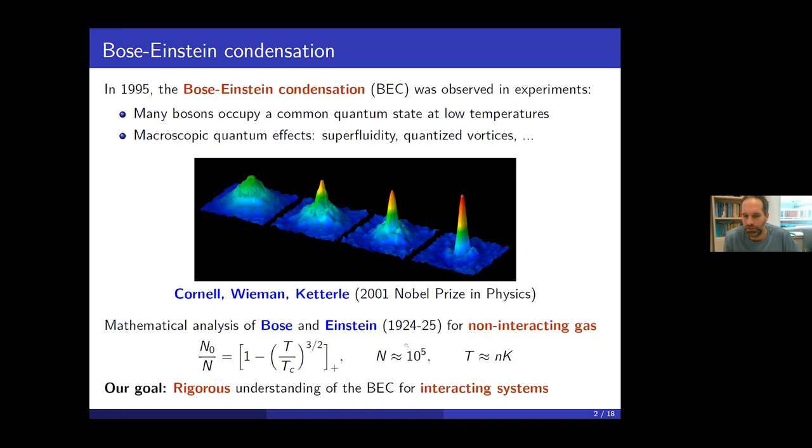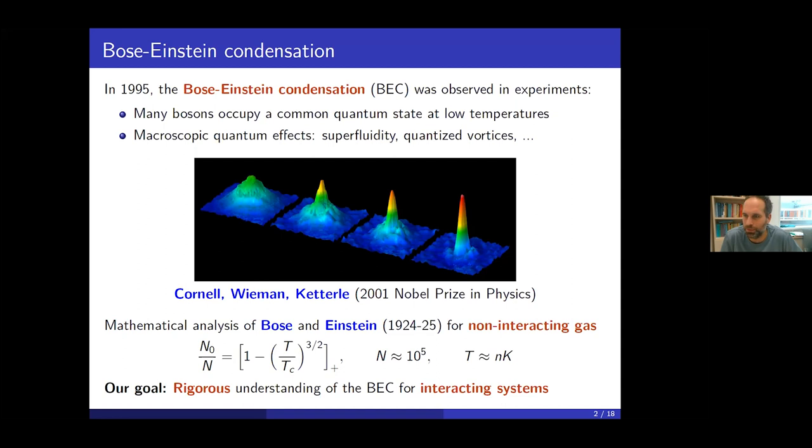So usually in these experiments, I mean, these experiments that I mentioned of Cornell, Wieman, and Ketterle, they involve many particles. The number of particles in that experiment was of the order 10 to the fifth, and the temperatures at which BEC appears is nanokelvins, let's say.